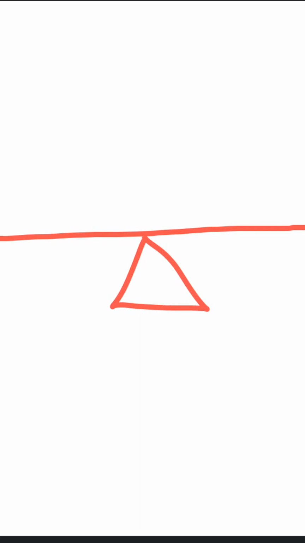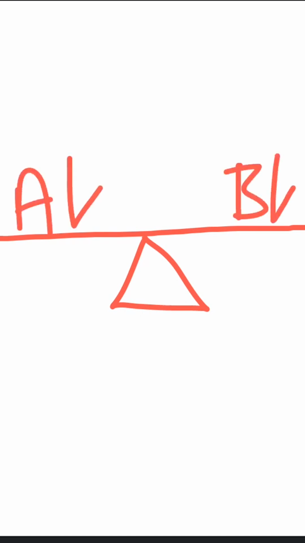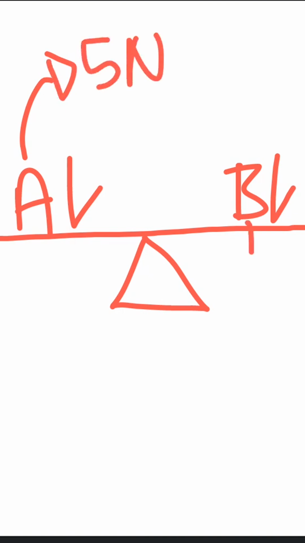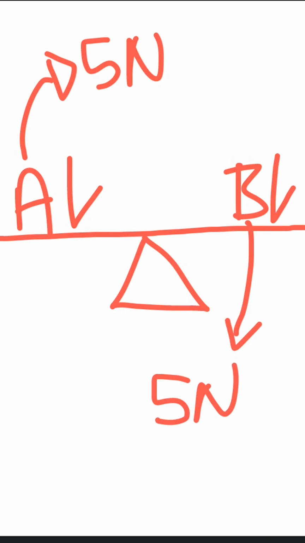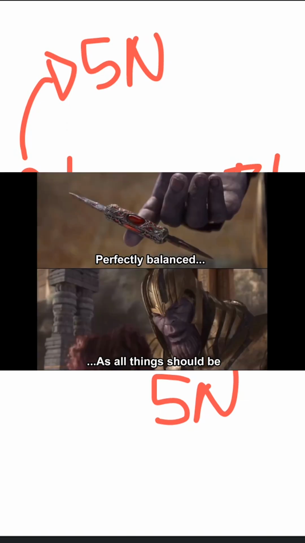Okay, so I like to think of two forces acting on each other, acting on some sort of a seesaw. We've got force A on this side and force B on this side. And let's just say force A is exerting 5 newtons and force B is also exerting 5 newtons. And as long as these two forces are equal, the seesaw will remain perfectly balanced, as all things should be. Shout out to Thanos.